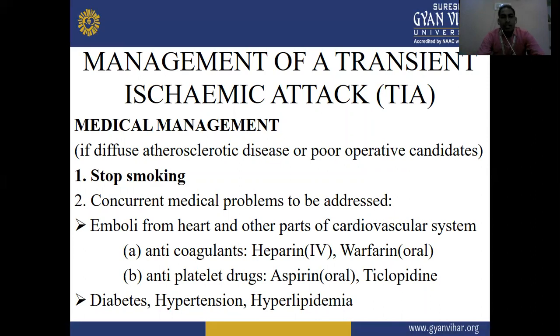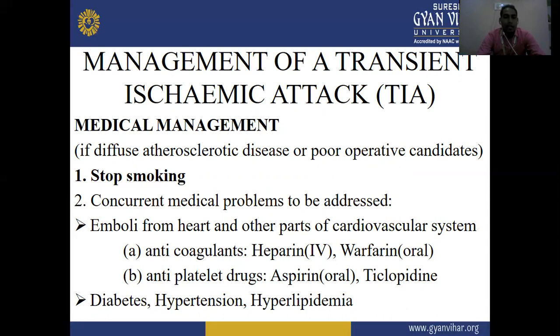Next one is management of a transient ischemic attack, TIA. First one is medical management, if diffuse atherosclerotic disease or poor operative conditions. First one is stop smoking, and second one is concurrent medical problems to be addressed, and emboli from the heart and other parts of the cardiovascular system.